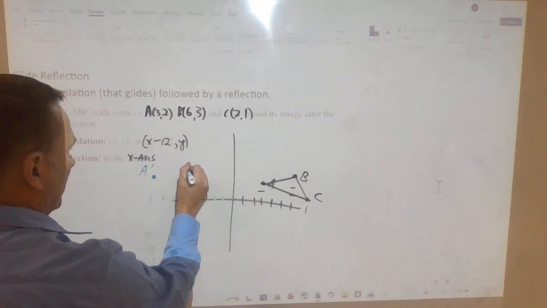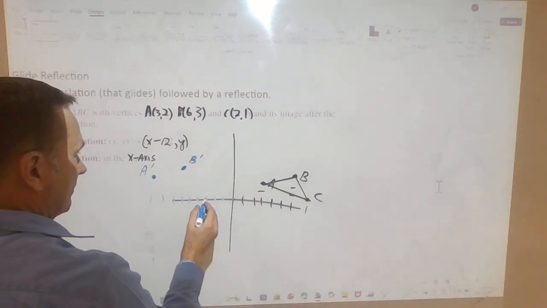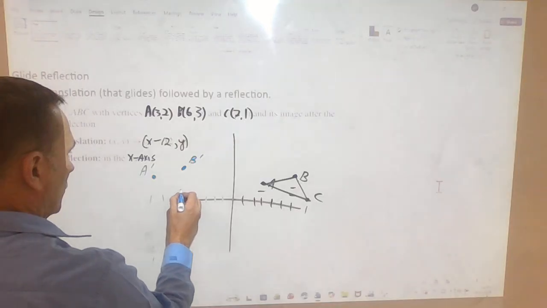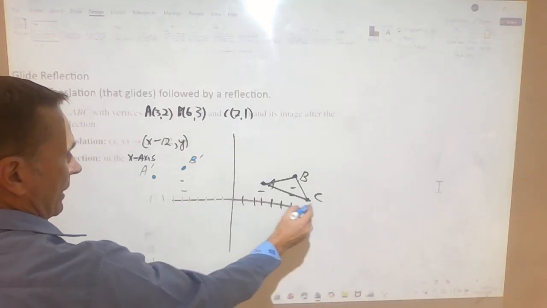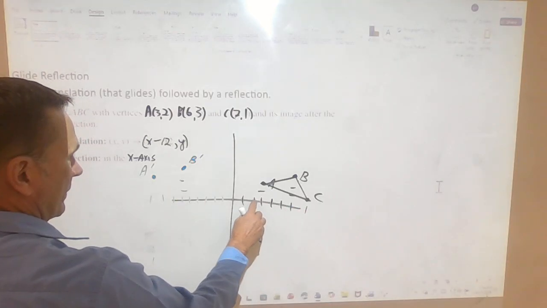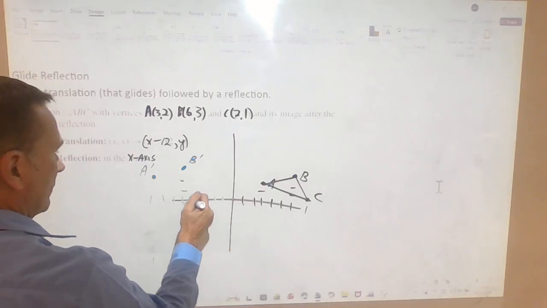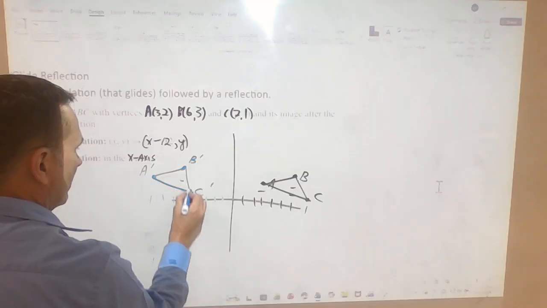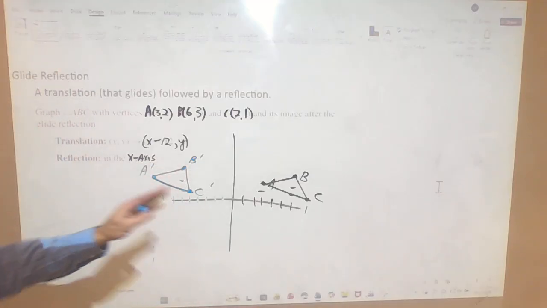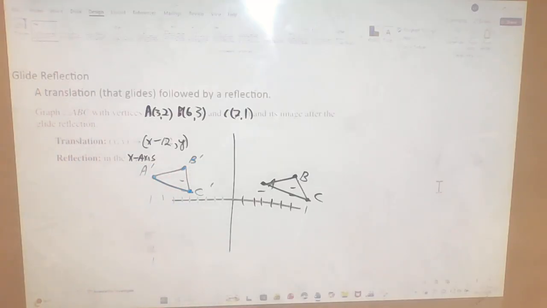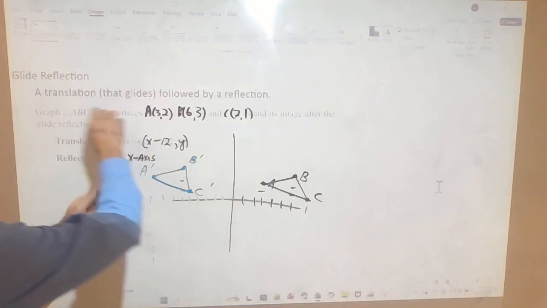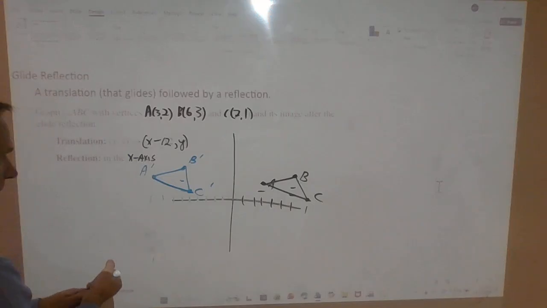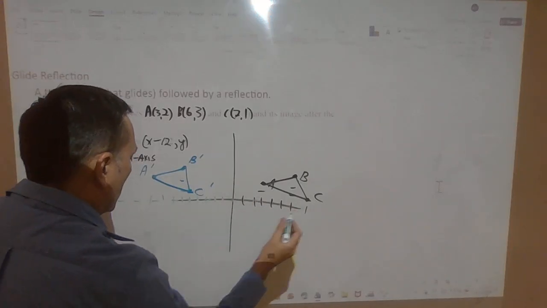Here is B prime. And then C, 2, 3, 4, 5, 6, 7. Here's C prime. So here is what we're calling this as a glide or a translation. We now want to do a reflection across the x-axis. So we're doing a reflection right here.